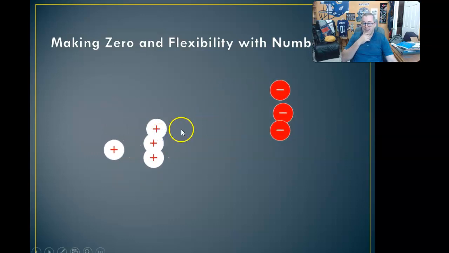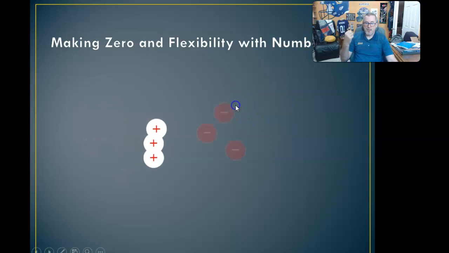What if we added another chip? So 1, 2, 3, 4 positives and 3 negatives, but a positive and a negative make 0. So what I have here now representationally is a representation of 1 again. That's the flexibility part. You can represent 1 lots of ways. One single chip represents 1, but also 4 positives and 3 negatives represents 1 because of these 0 pairs.